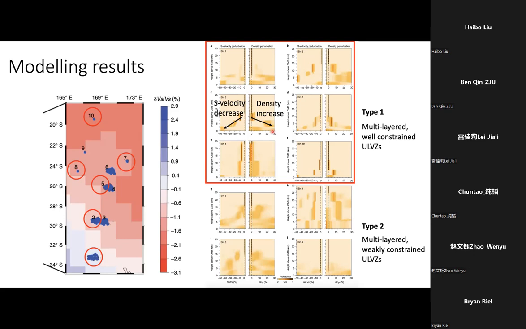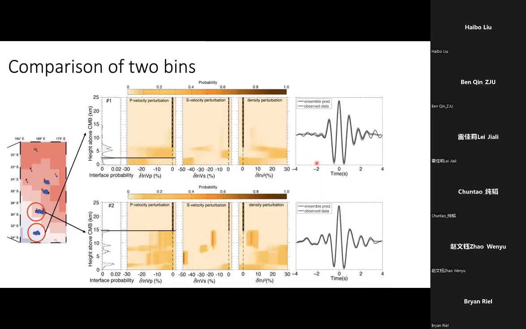Then let's look at the modeling results of two beams in more detail. It's about the same as the previous slide, except it adds the P velocity perturbation and also the probability of the height above the CMB. For beam number one, which is located in the high velocity area, the optimal solution has a layer thickness of about 3 kilometers, and a velocity perturbation of up to 40-50% velocity reduction, as well as a 10% or so density increase.